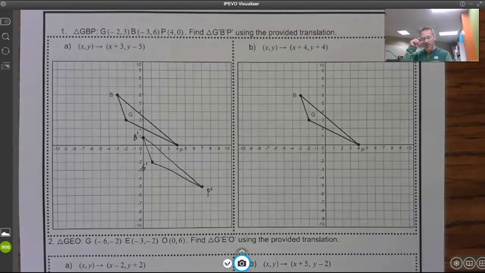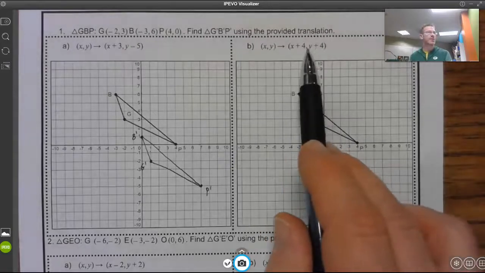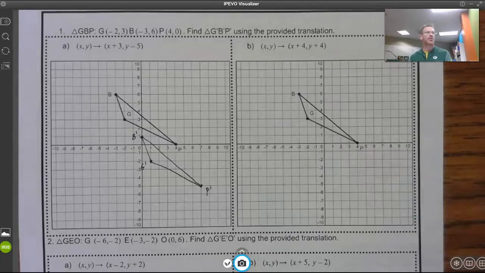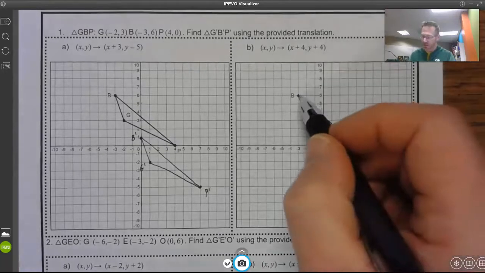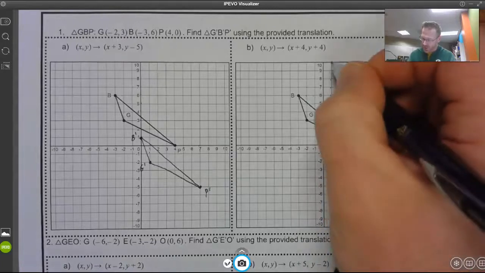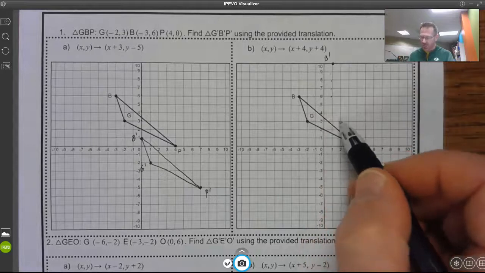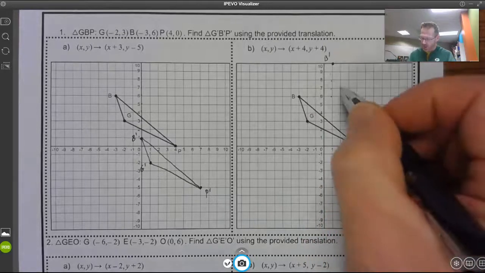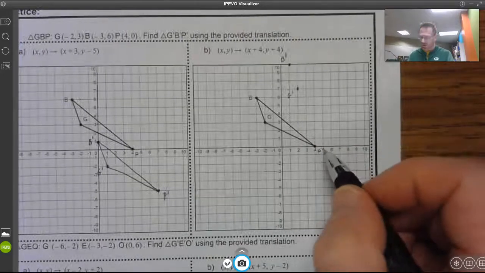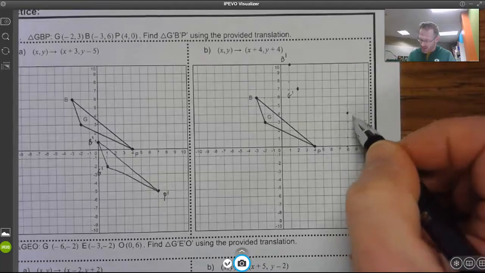Let's do one more together. We have our same triangle here, different translation. So I'm going to do x plus 4, y plus 4, so to the right 4 and up 4 with each coordinate. I'm going to take B, 1, 2, 3, 4, and then up 4. So there's B prime. Do the same thing to G, to the right 4 and up 4, like that. And finally with P, to the right 4 and up 4, and once again there's P prime.